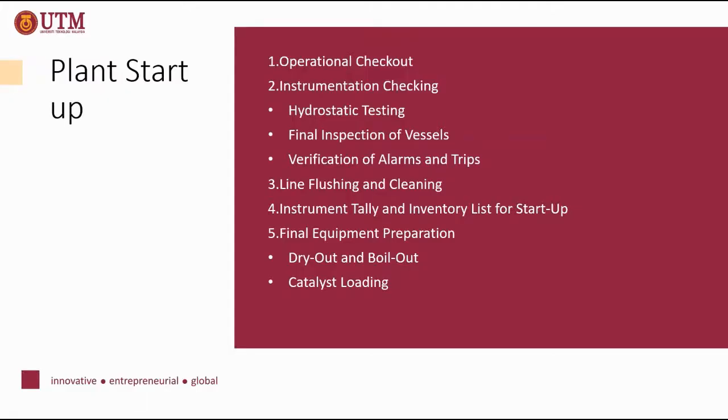For plant startup, firstly we need operational checkout and instrumentation checking, which uses hydrostatic testing, final inspection of vessels, and verification of alarms and trips. The third is line flushing and cleaning, instrument tally and inventory list for startup, and finally final equipment preparation, which is dry out and boil out, and catalyst loading.